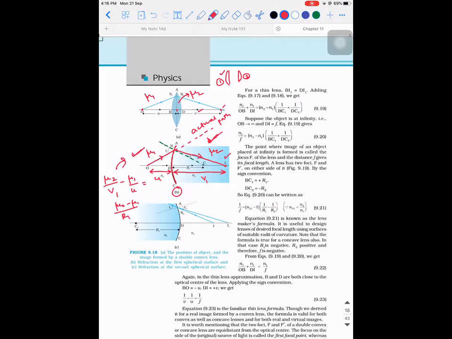Yes, sir. Okay. Now what will happen? This I1 will start behaving like an object for the second refracting surface. So I1 is here. One minute.